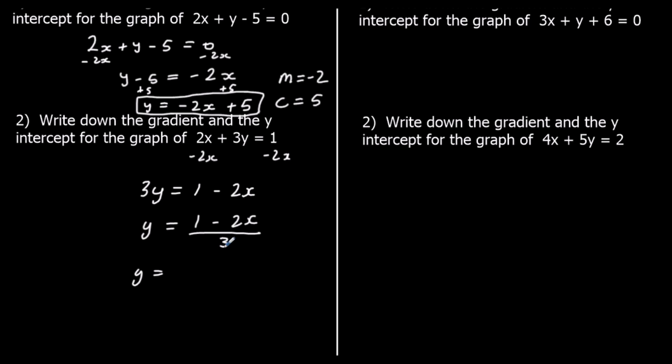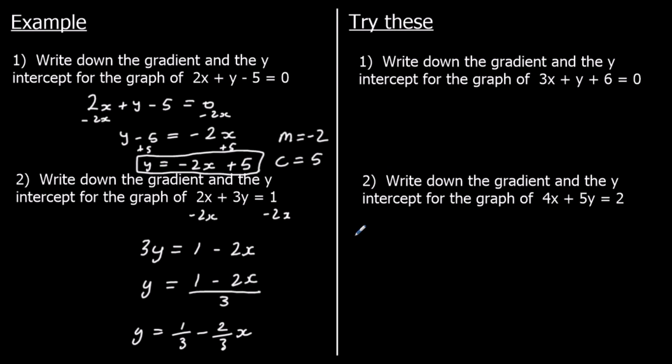So I can say 1 over 3, which is 1 over 3, and 2 over 3, which is 2 over 3. So I've got y equals 1/3 minus 2/3 x. So what is the gradient and what is the y-intercept? The gradient is minus 2/3. It's the thing with the x, and the y-intercept is 1/3.